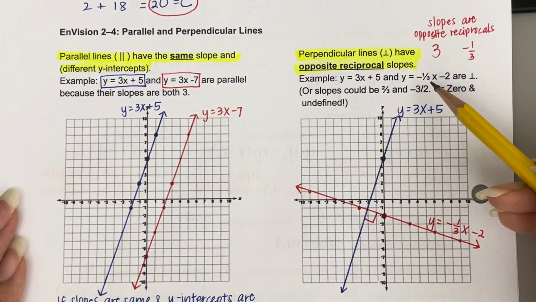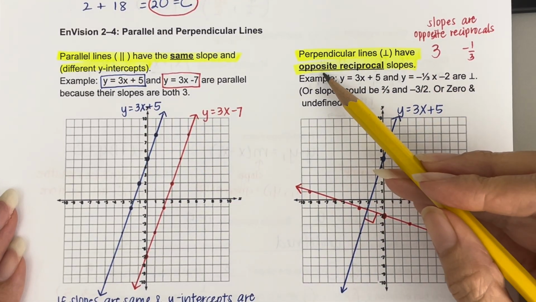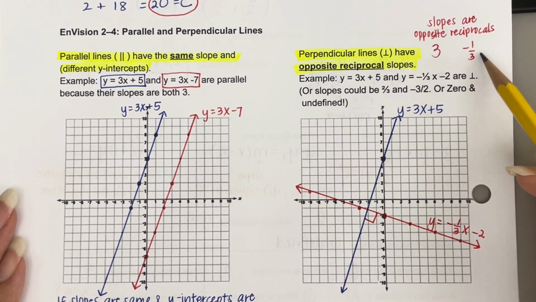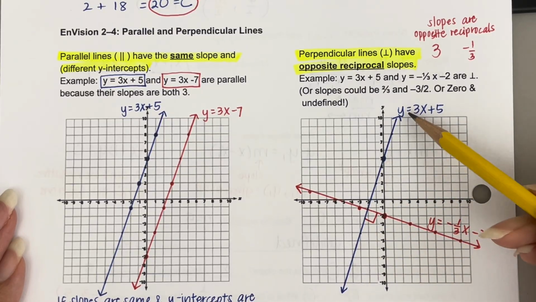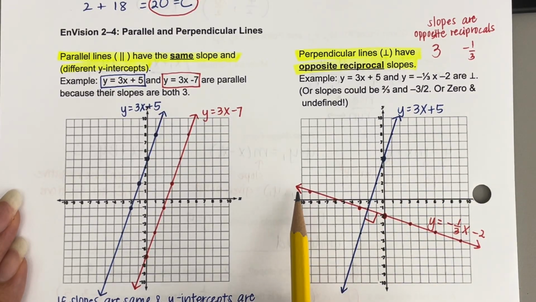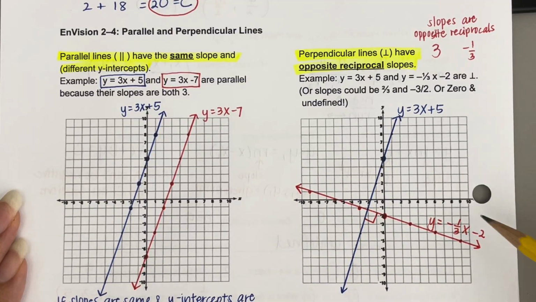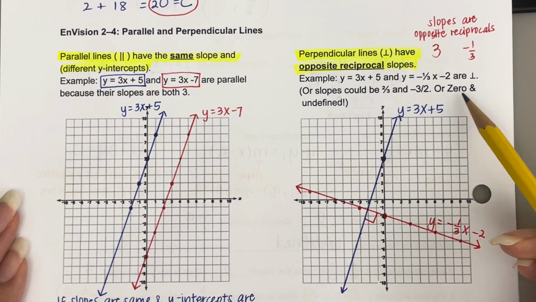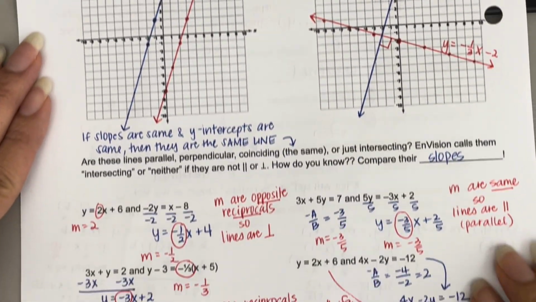These are perpendicular lines that have opposite reciprocal slopes. That means if one slope is positive, the perpendicular line will have a slope that's negative. If one slope is 3, the perpendicular line will have a reciprocal of 3, which is 1/3. So for example, y equals 3x plus 5 has a slope of 3, and this line is perpendicular to that one, and it has a slope of negative 1/3. Some other examples are 2/3 and negative 3/2, or 0 and undefined.